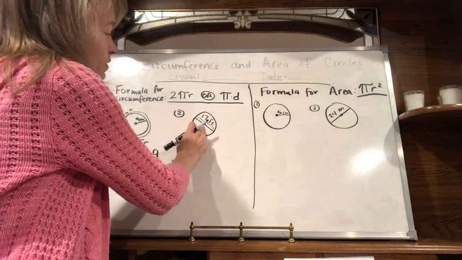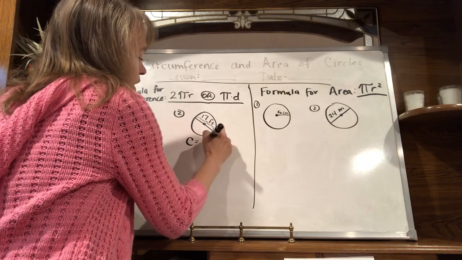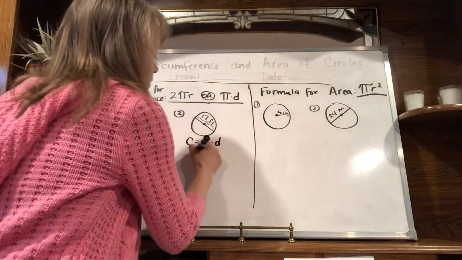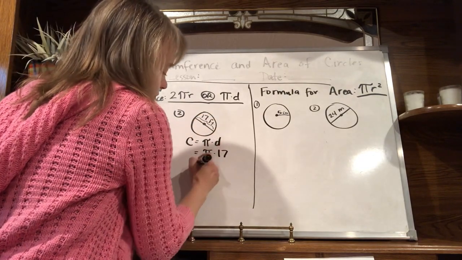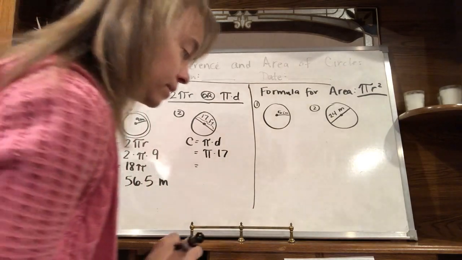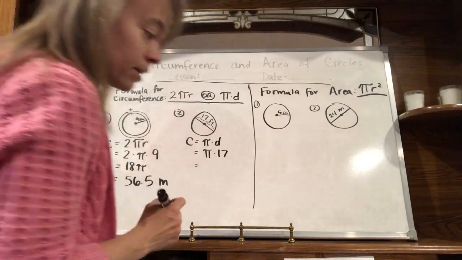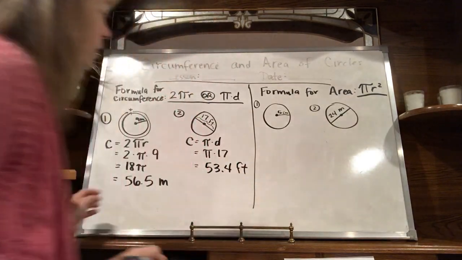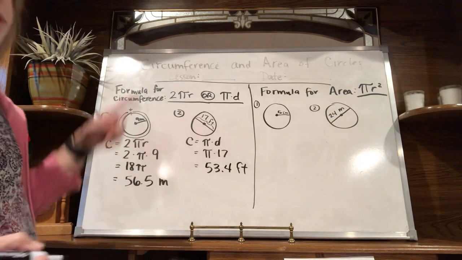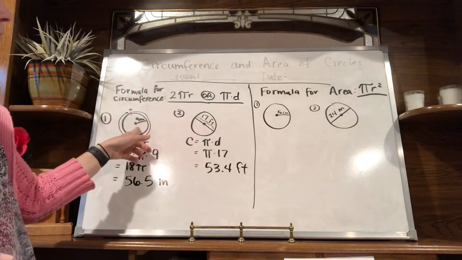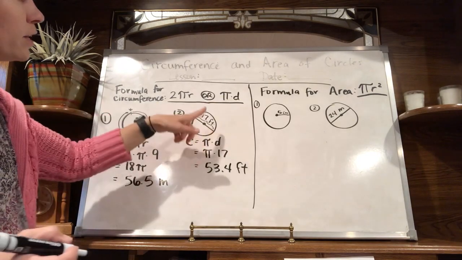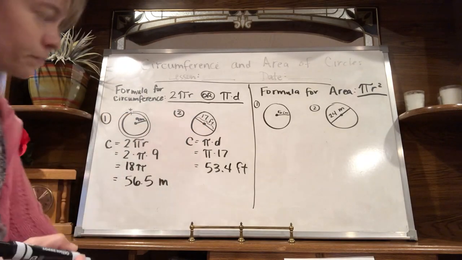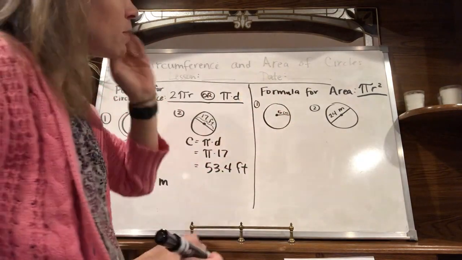Let's go to number 2 here where they give us the diameter. Circumference equals pi times diameter is the one we're going to use because they give us diameter. So pi times 17, or 17 pi, should be just a little less than this because this is 18 pi. 53.4 is what I got for my rounded answer. So circumference is your distance around, just following the formula. If they give you the radius, use 2 pi r. If they give you the diameter, then use pi times diameter.